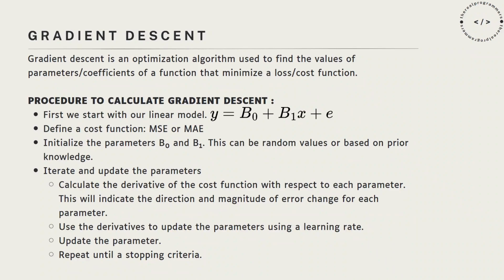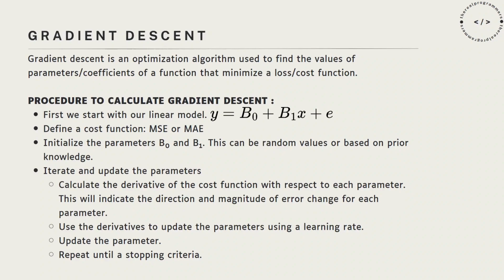For linear regression, we start with the linear equation y equal to b0 plus b1x plus e, where y is the predicted value, x is the independent variable, b0 is the intercept, b1 is the slope, and e is the error term. Then we define a cost function to measure the model's error. Typical choices include mean squared error or mean absolute error. The cost function calculates the average error between predicted values and the actual values across all the data points.